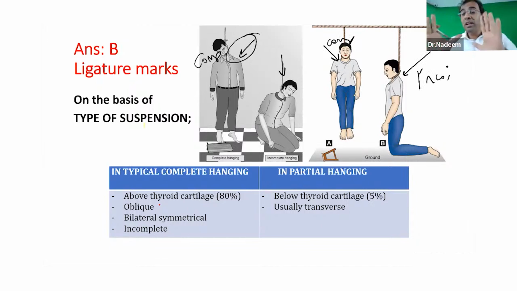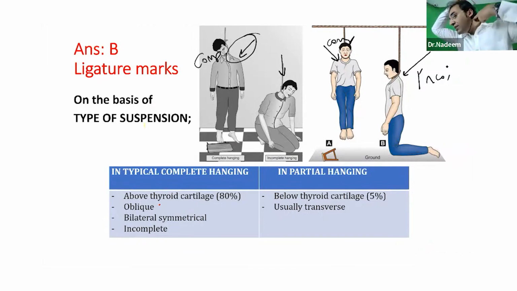So what will be the ligature mark of hanging? Whenever there is complete hanging, how do you make it? You can apply it on yourself also. Suppose you apply it like this, it will go up like this. So first of all, you see here, this will be above the thyroid cartilage, suprathyroid.